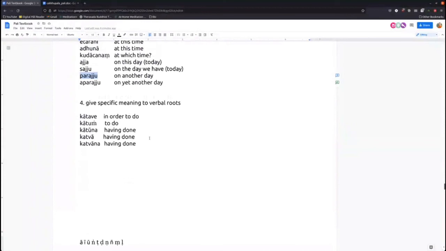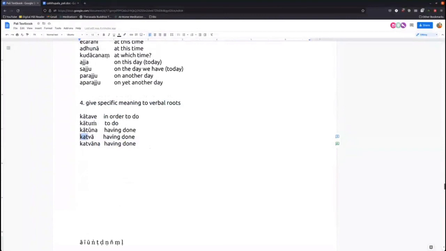Okay, and this set is much more important than this little translation from the Thai gives it credit for. Especially this one and this one. This one should look very familiar to you already. We've seen it so many times. This is the gerund, having done. So the root here is kar, and it becomes kat. And you'll see lots of them, like gantva means having gone, and so on.